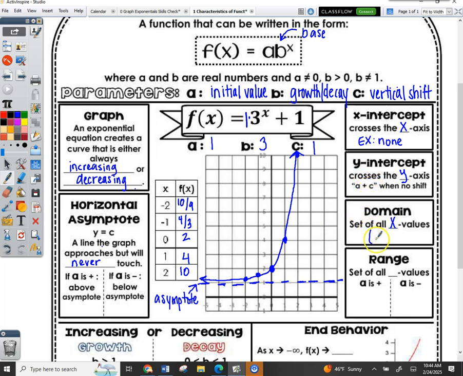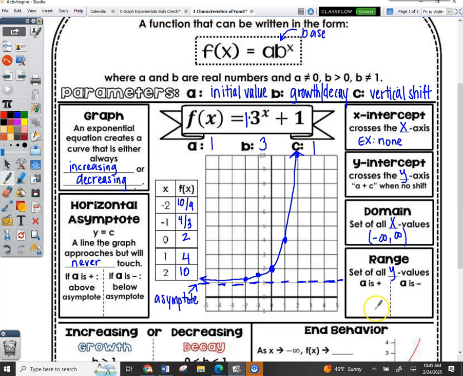Negative infinity to positive infinity. And that's because it's an arrow to an arrow. Okay? You with me, Dakota? Range is the set of what? The y values.